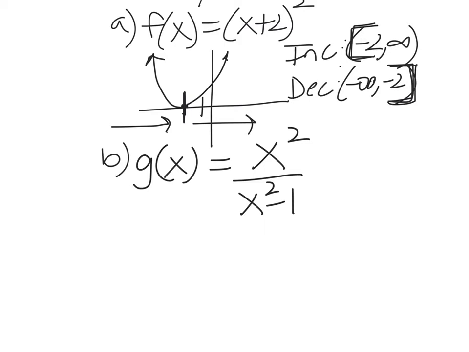All right, you are allowed to graph that on your calculator. That's fine. So we'll do that. We're going to do x squared divided by parentheses. Make sure you put parentheses around x squared minus 1. And then I'm going to hit zoom 6.